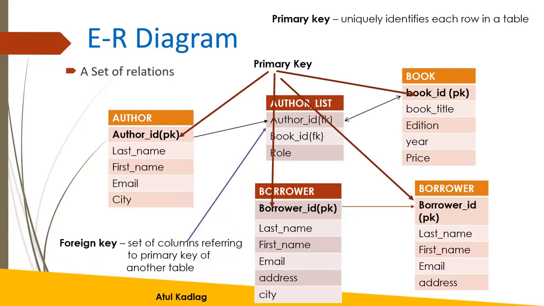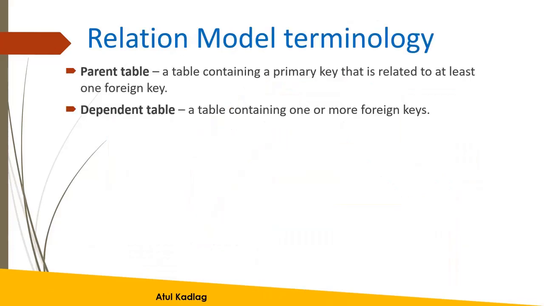And a foreign key is a set of columns referring to the primary key of another table. So here this author ID is a foreign key in this author list table, because it is referring to the author ID, the primary key of this author table. So that is something which is called a primary key and foreign key. It is very important to know about the primary key and foreign key.